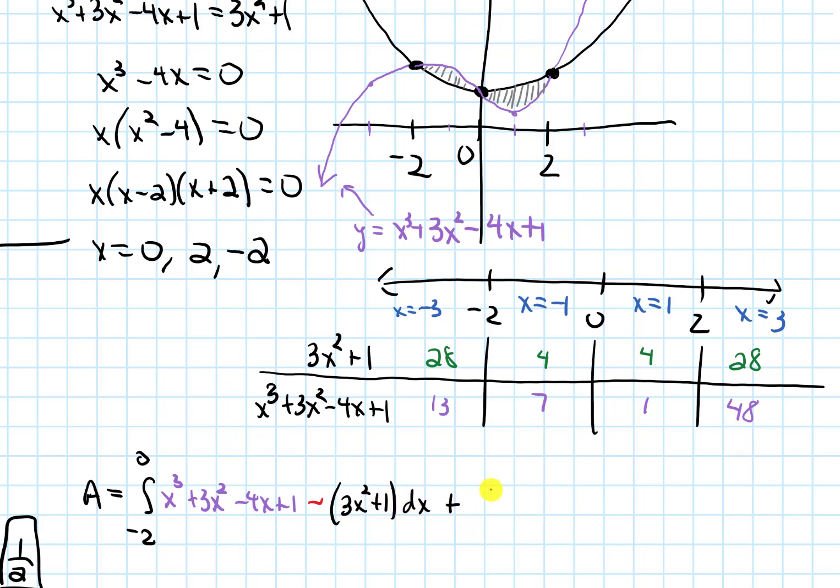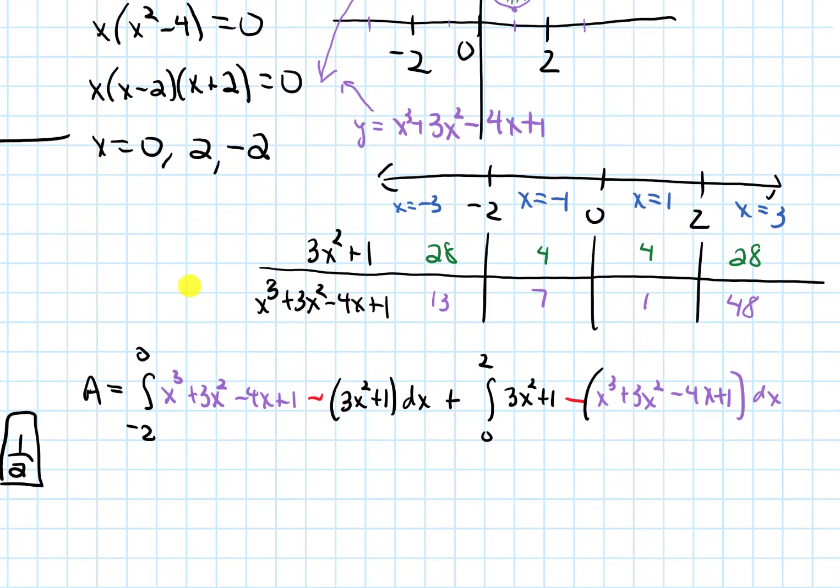And then plus my second integral will go from 0 to 2. And there the top function is the parabola equation. So it's 3x squared plus 1. And I'm going to subtract the bottom function. And the bottom function is going to be the cubic, x to the third plus 3x squared minus 4x plus 1. Close that parentheses and dx.